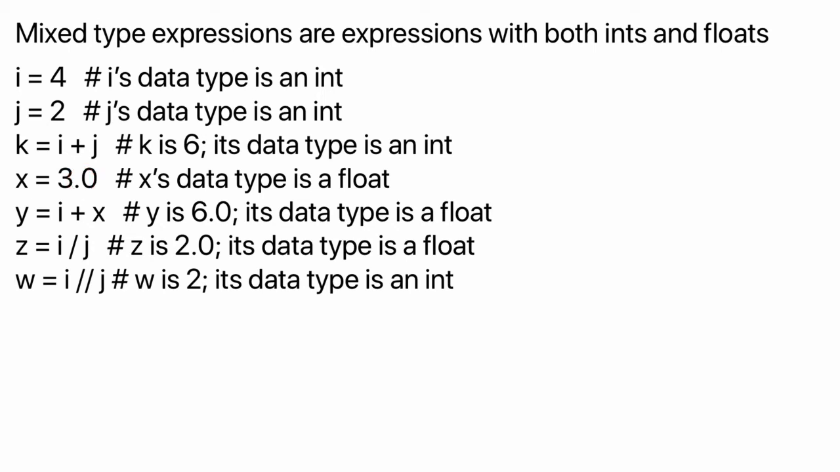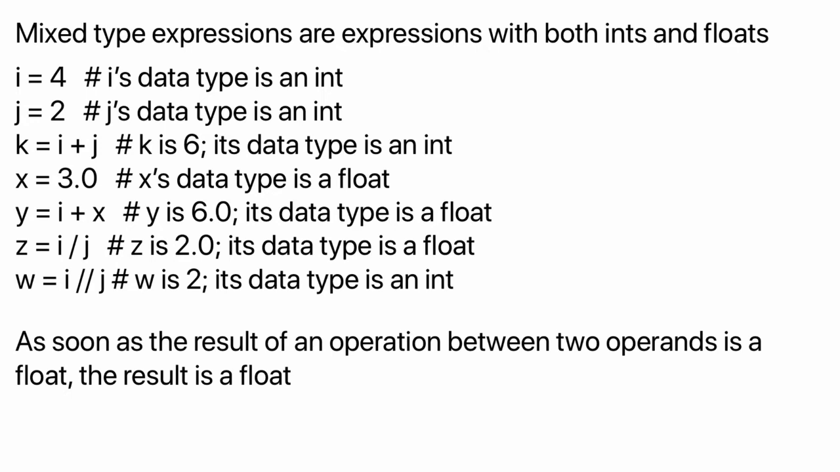Now we have x as a float, and now because we're adding an int and a float, the result of y will be a float, so it's 6.0. And then we take i's value, which is 4, and divide it by j, which is 2. This is floating point division, so we get 2.0, so z will be a float. And then here with integer division, because both i and j are ints, and this is the integer division operation, w will be the integer 2.